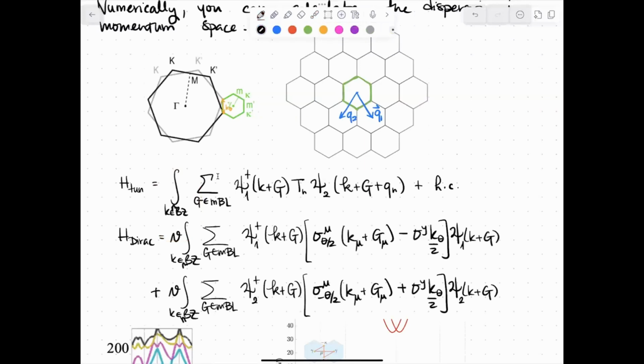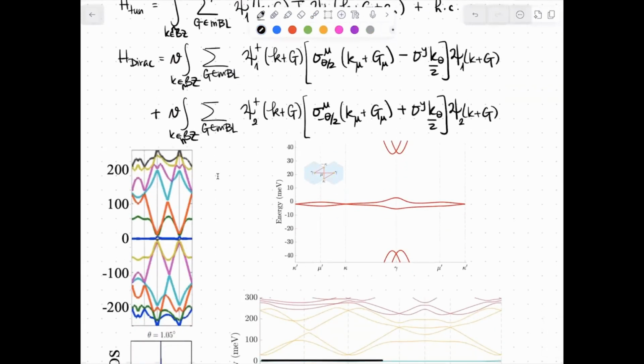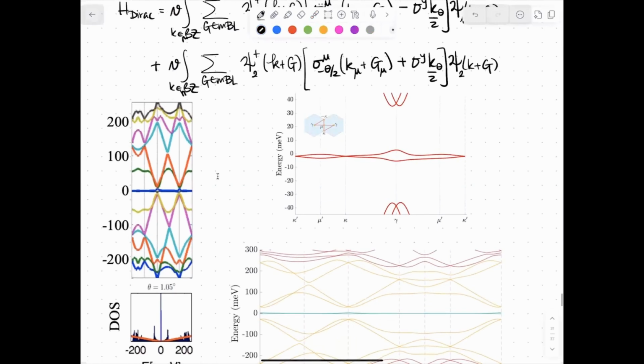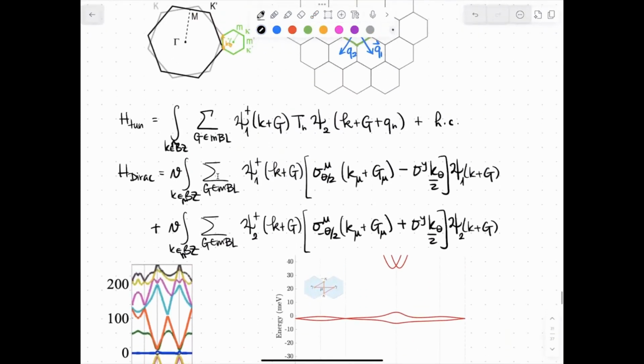And G's here are these Moiré lattice vectors, Moiré reciprocal lattice vectors, okay? And so, plugging this in, at 1.1 degrees, you get these extremely flat bands close to charge neutrality with the appropriate parameters. But there's a lot of information in this. Essentially, this contains all of the real space information of the wave functions that you're getting for these states. But it also has a lot more bands than you want.